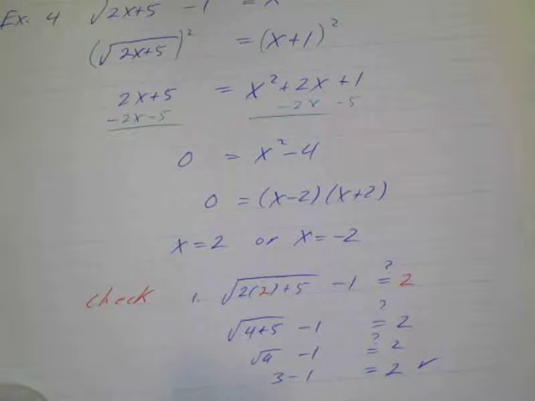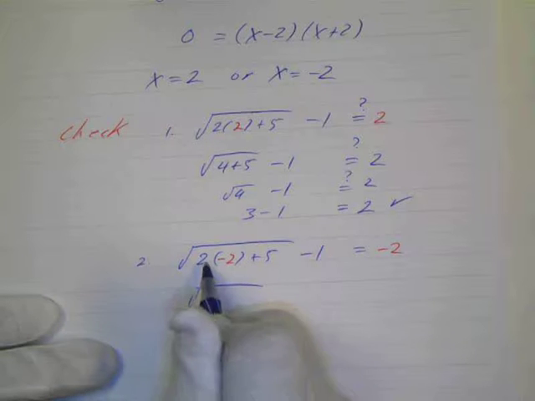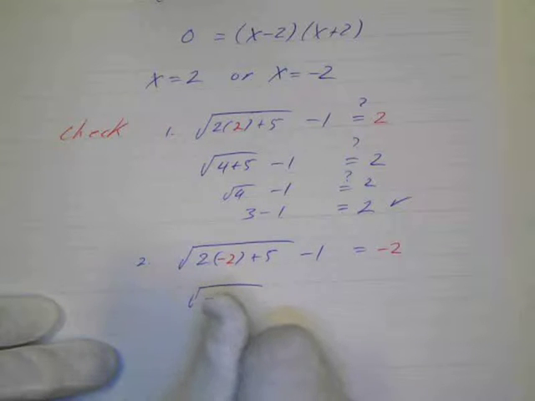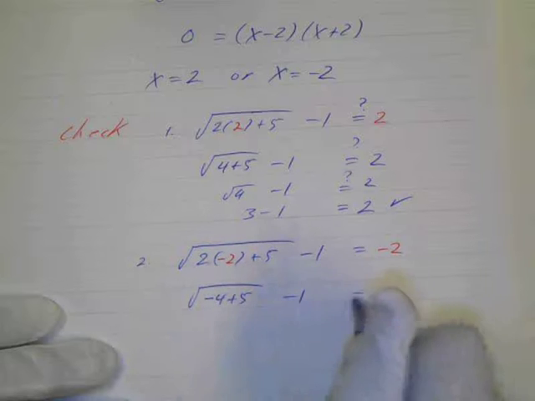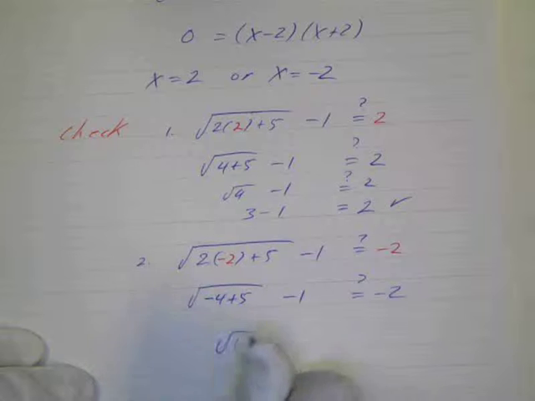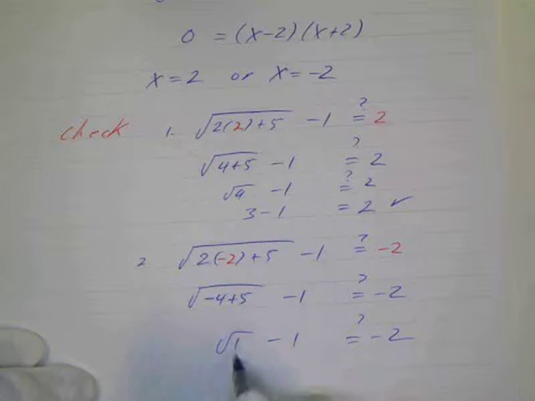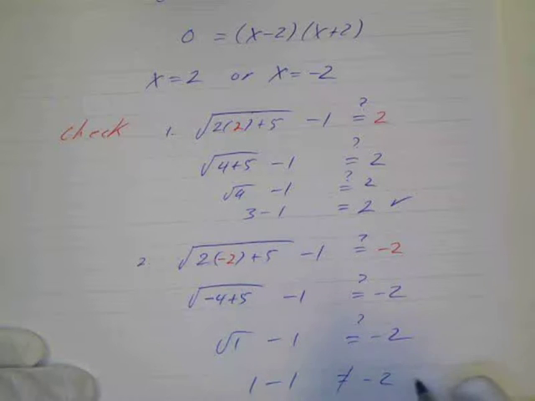Now let's do the other one. Same thing, 2 plus 5. And now we're going to put negative 2 in here. Does that equal negative 2? Well, that's going to be the square root of 2 times negative 2, which is negative 4, plus 5 minus 1, does that equal negative 2? And this is going to be 1, so the square root of 1 minus 1, does that equal negative 2? What's the square root of 1? That's just 1. Does 1 minus 1 equal negative 2? No. So it doesn't check.